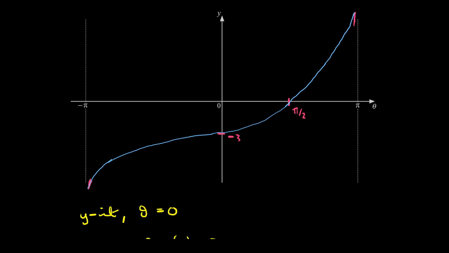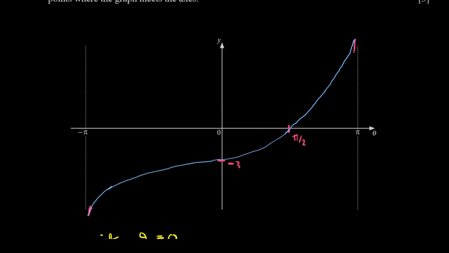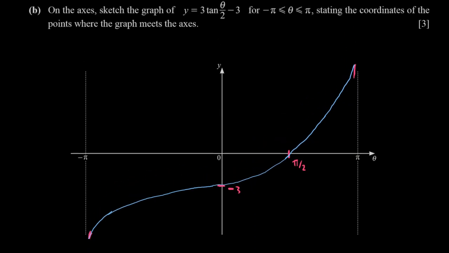Okay, so you need to know what the tan graph looks like, right? It's different from sine and cos. And then all you've got to do is find your x-intercept and your y-intercept as usual, and then try to draw the curve that goes through those points. Okay?